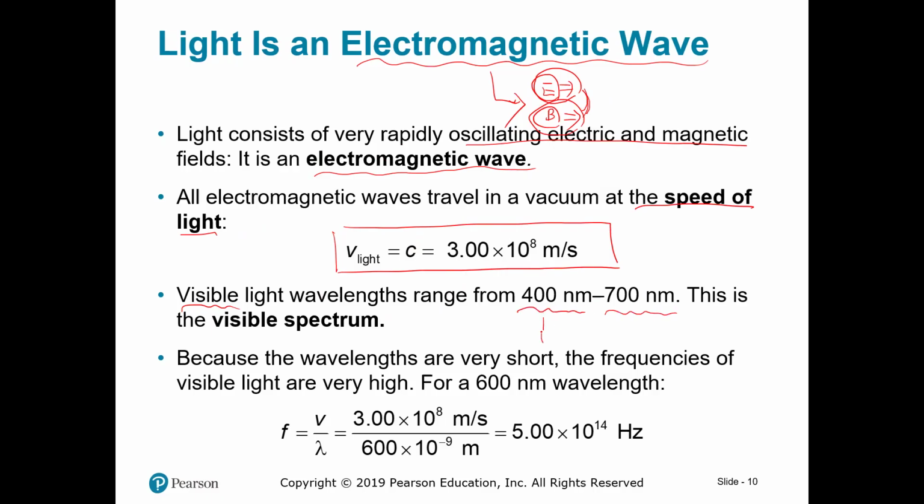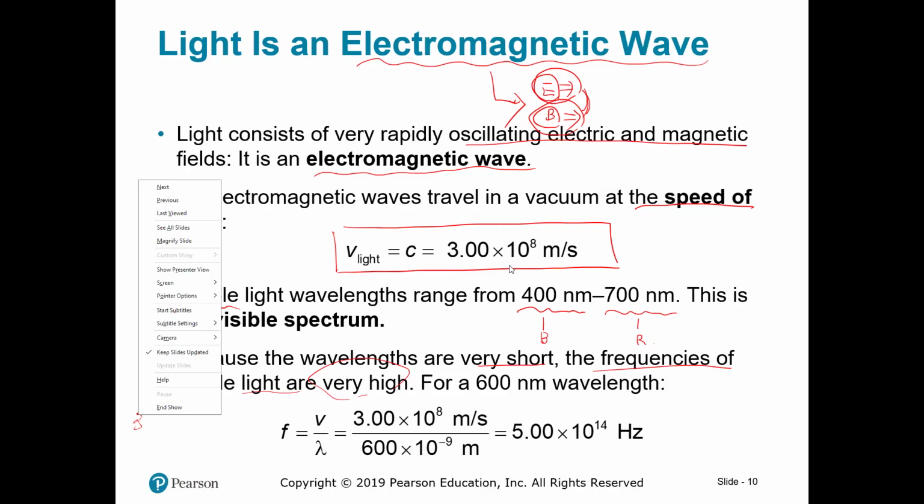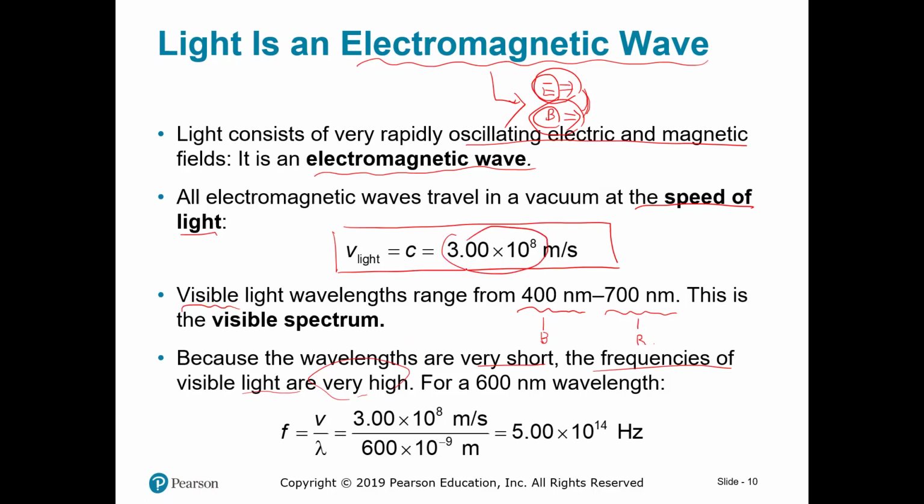Wavelengths. So this is a blue area and this is a red area, right? And because the wavelengths are very short, the frequency of visible light is very high. Why? Because the velocity of light, which is 3 times 10 to the 8 meters per second, is fixed. Velocity is wavelength times frequency. So for short wavelengths, a blue ray with lambda of 400 nanometers has its corresponding frequency.